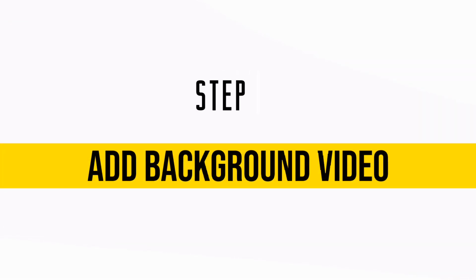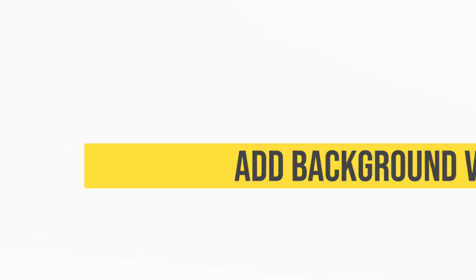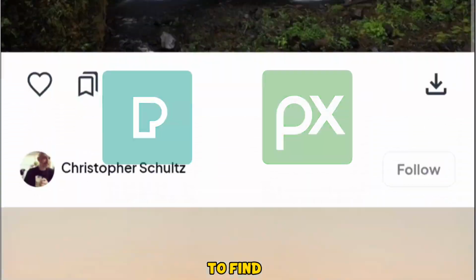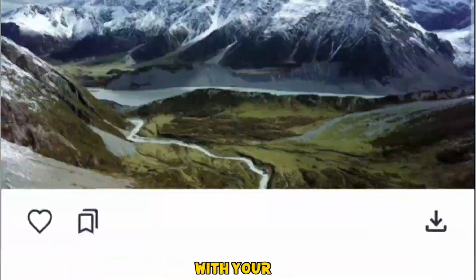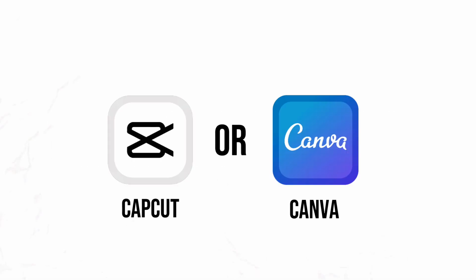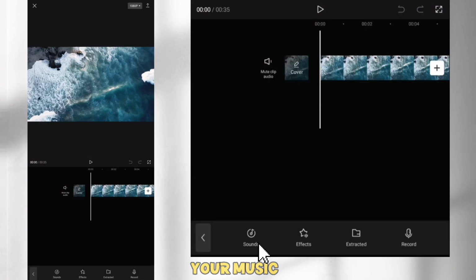The next step is to add a background video to your project. You can make use of free stock footage platforms like Pexels or Pixabay to find the perfect video that aligns with your music genre. Once you've downloaded the footage, use CapCut or Canva to create the video. I'm using CapCut. First, import your footage and add your music.